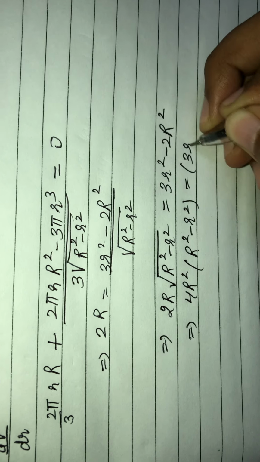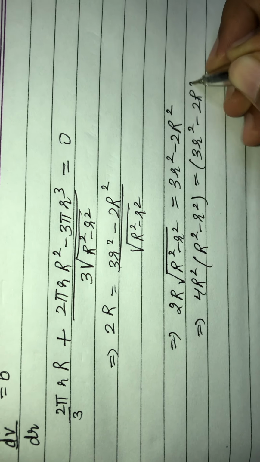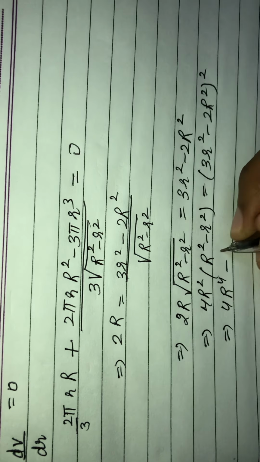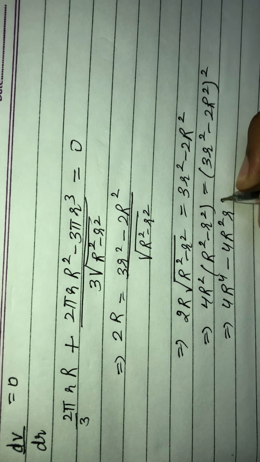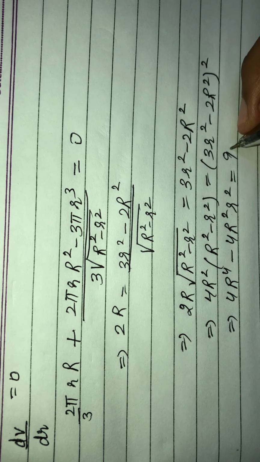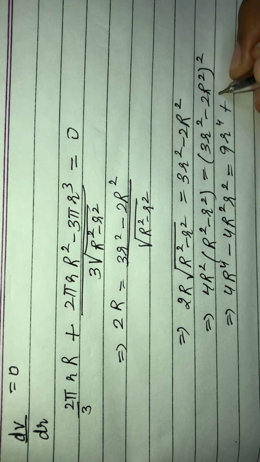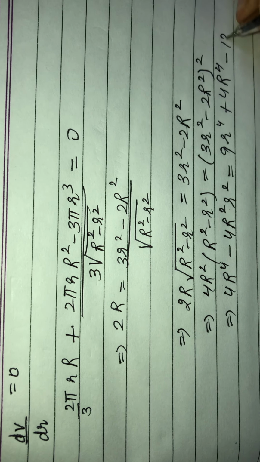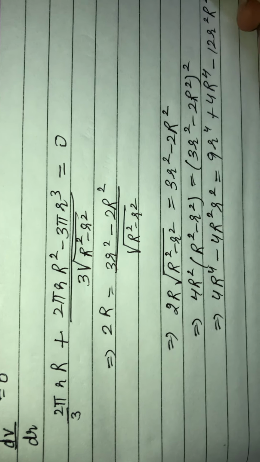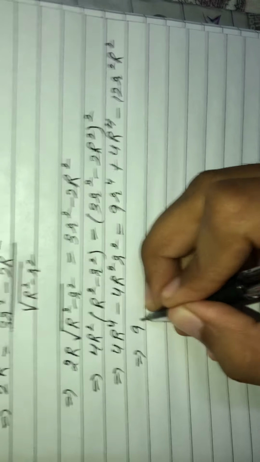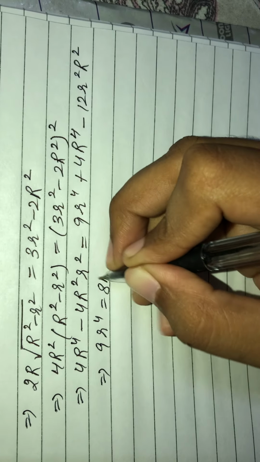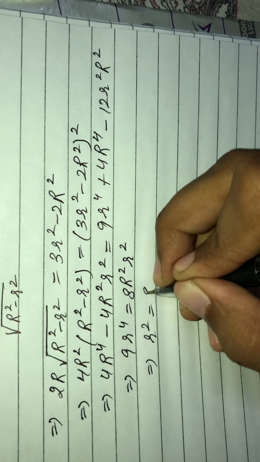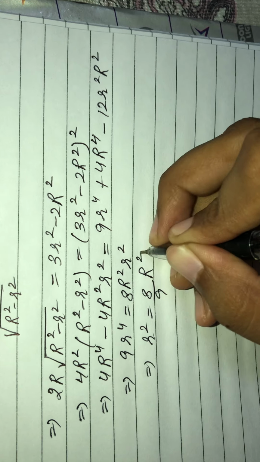This is (3R² − 2r²)². So I will be getting 4R⁴ − 4R²r² + r⁴. This is (a − b)², which will give you this 4R⁴ − 12R²r² + 9r⁴. So I am getting 9r⁴ = 8R²r², so I am getting r² as 8 by 9 capital R².